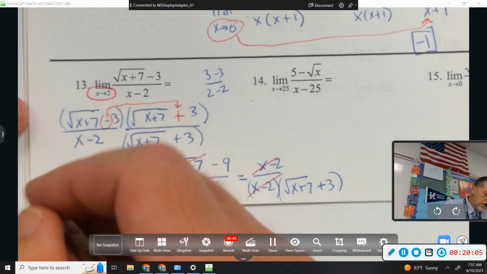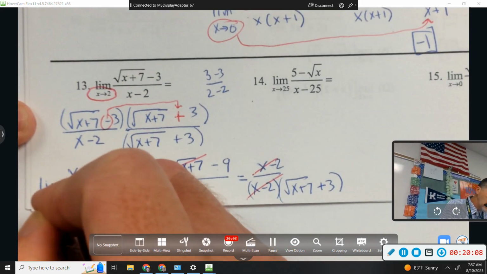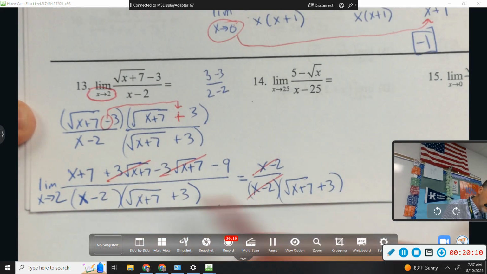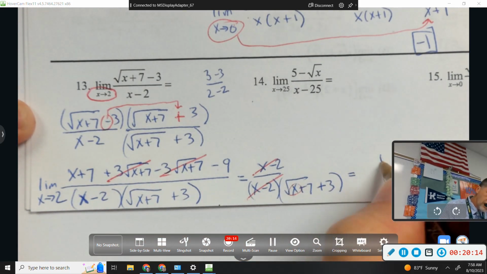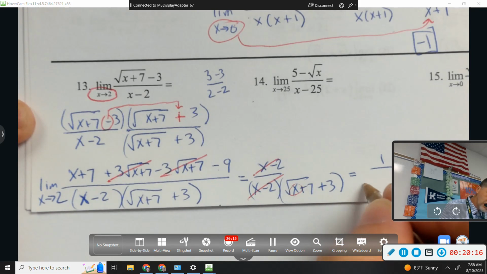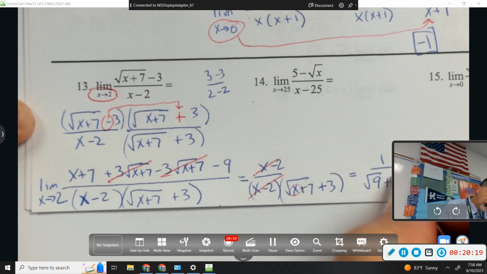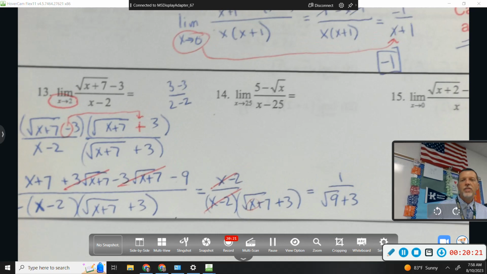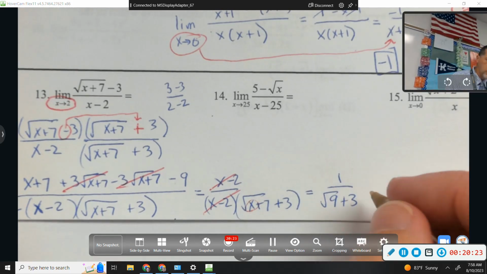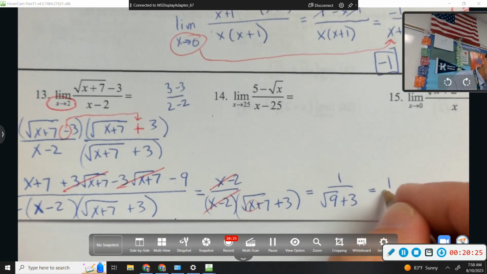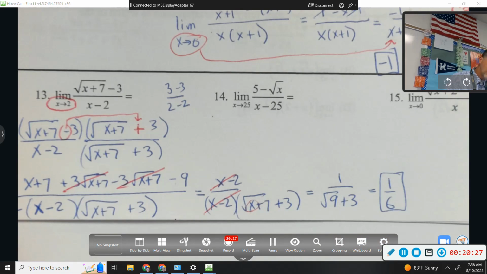So now let's do the limit as x approaches 2. Plug 2 in right here. 1 over square root of 9 plus 3. That is a safe stop. That's kind of a weird safe stop, but you could leave that. 3 plus 3 is 6, so the answer is 1/6. Calculus is easy, algebra is hard. Hopefully not.